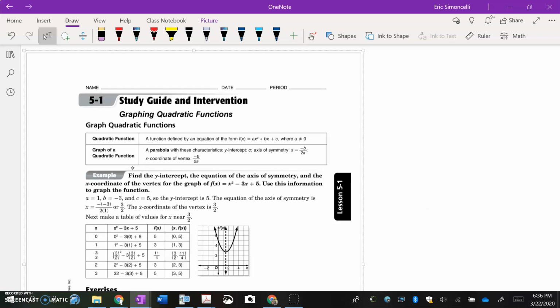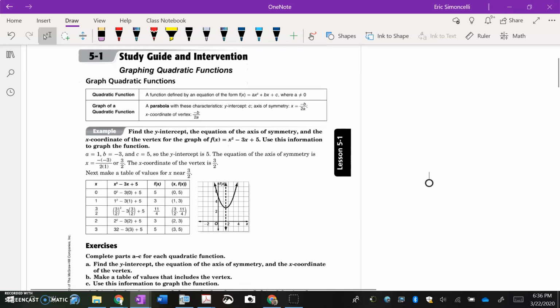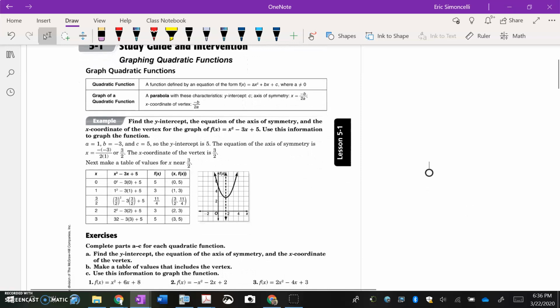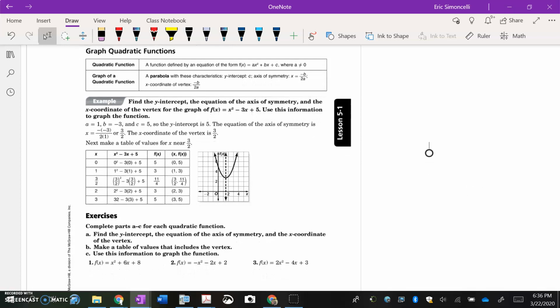Let's take a look. Example: find the y-intercept, the equation of the axis of symmetry, and the x-coordinate of the vertex for the graph of f of x equals x cubed minus 3x plus 5. Use this information to graph the function. Right off the bat, they've noted that a is equal to 1, which I agree. b is negative 3, and c is 5. So the y-intercept is simply 5.